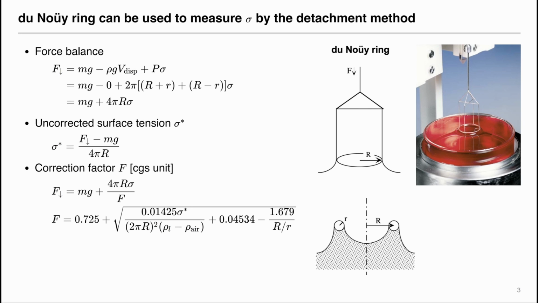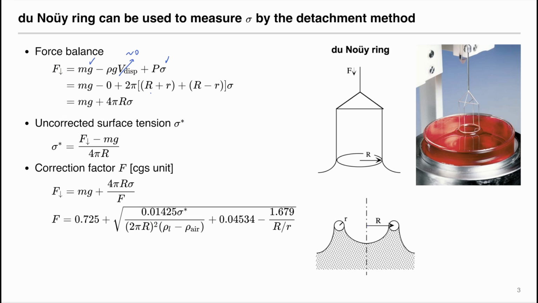Let us first apply the force balance on the Noüy ring. The downward force is equal to the gravitational force that we can measure minus the buoyancy force. But because the liquid is at detachment, we can assume that the displaced volume of the liquid is approximately 0. So the buoyancy force is 0. For the surface tension force, the surface tension is an unknown, and we know the perimeter.